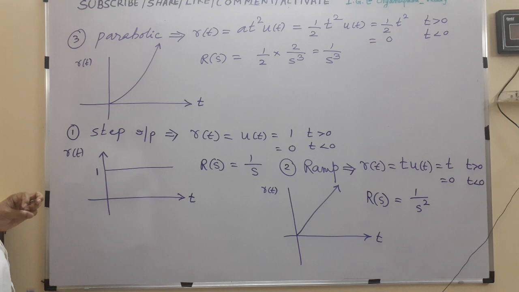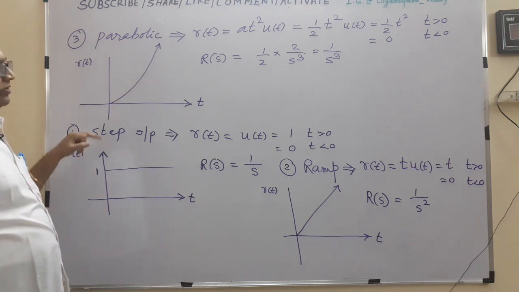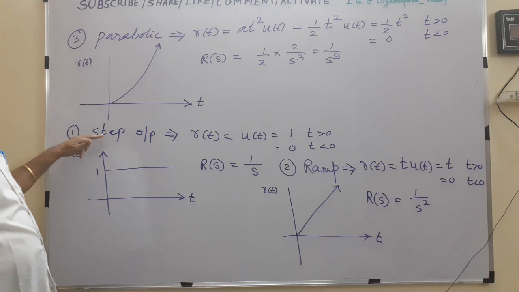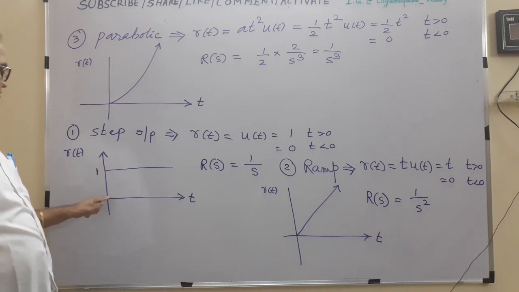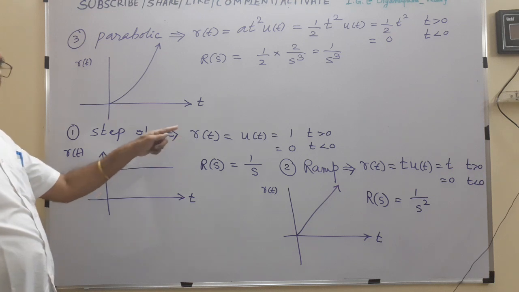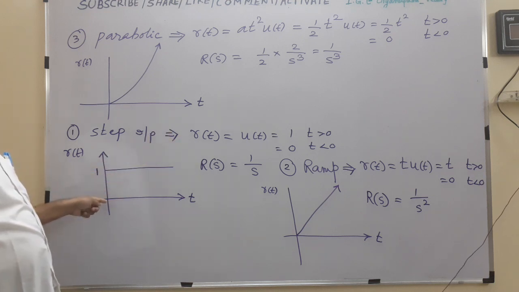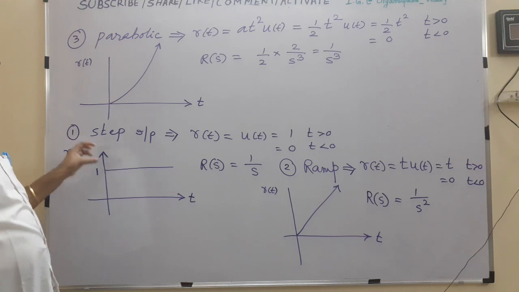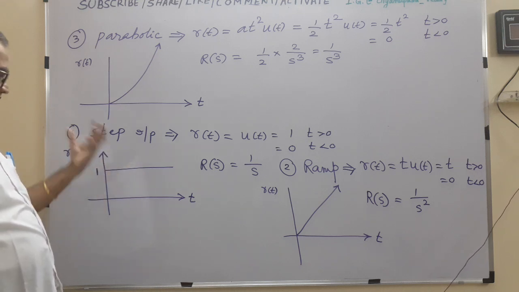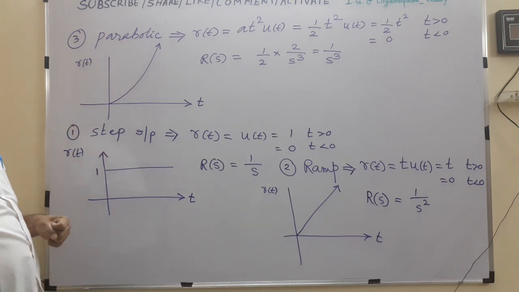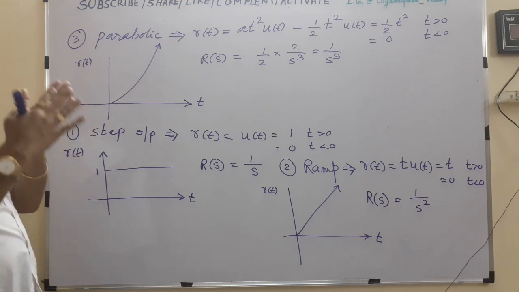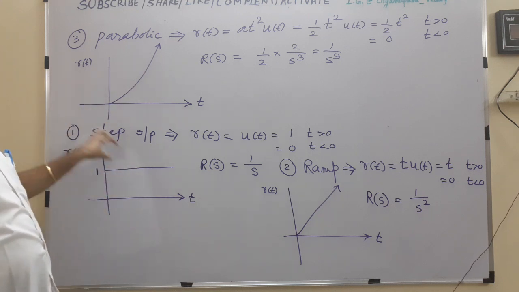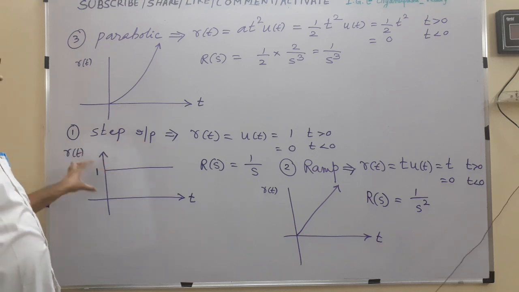Out of all these three, step is the most powerful test signal. Why is step powerful? Input is changing suddenly. Its value is 0 up to 0 minus. Its value is 1 from 0 plus. At 0 it is undefined. Suddenly changing. Any time signal which is changing suddenly contains all frequencies. So testing the system with the step is equivalent to testing the system with all frequencies. That's why step signal is a powerful test signal.